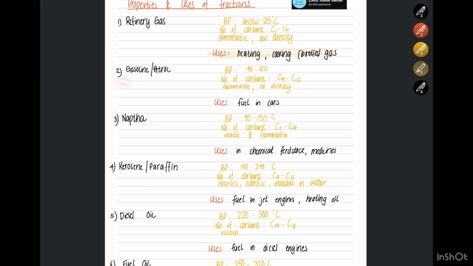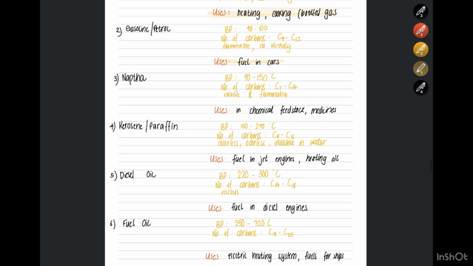All right, so the second one is gasoline or petrol. It has an increased boiling point, it has more carbon, and it's also flammable. What is the use? Used as fuel in cars, which is very common. We know that gasoline or petrol, we are aware of that. Third is naphtha. Naphtha is volatile and flammable. What is the use? It's used as chemical feedstock, used to make chemicals. It's also used to make medicines.